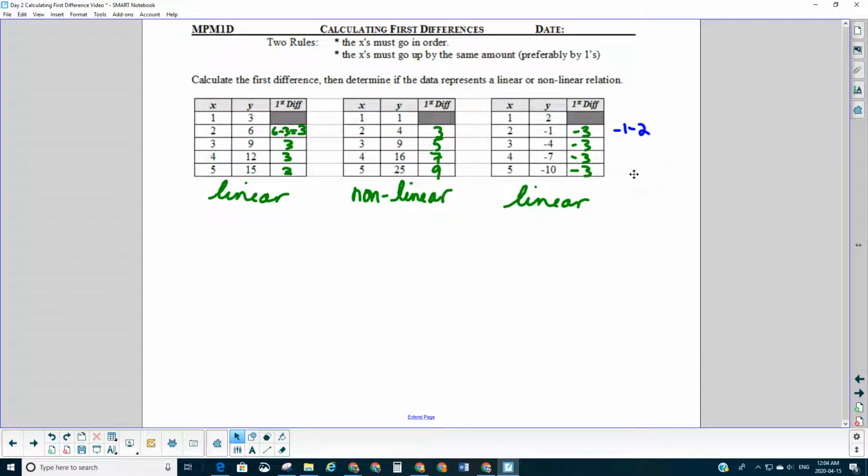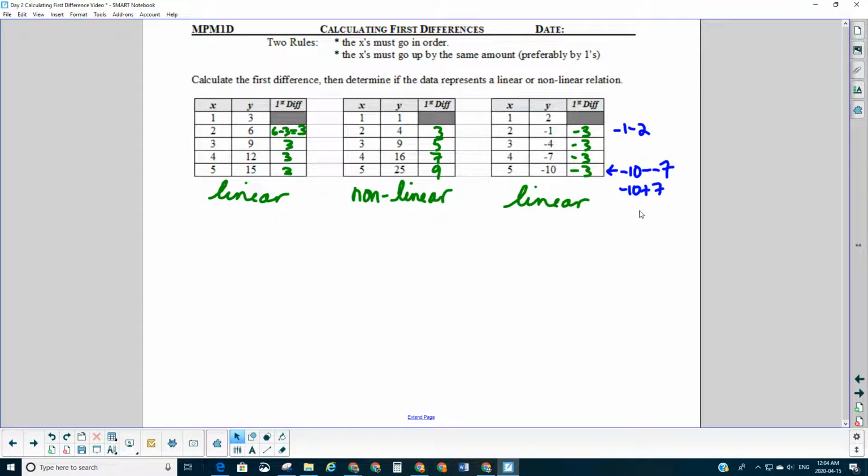Even this last one, if you wanted to do the math, if you were a little nervous about this, take this number and subtract it. Just like we did 15 minus 12 to get 3, we can do negative 10 minus minus 7. Well, minus minus means add. Remember, taking away cold makes things warmer. And negative 10 plus 7 is negative 3.